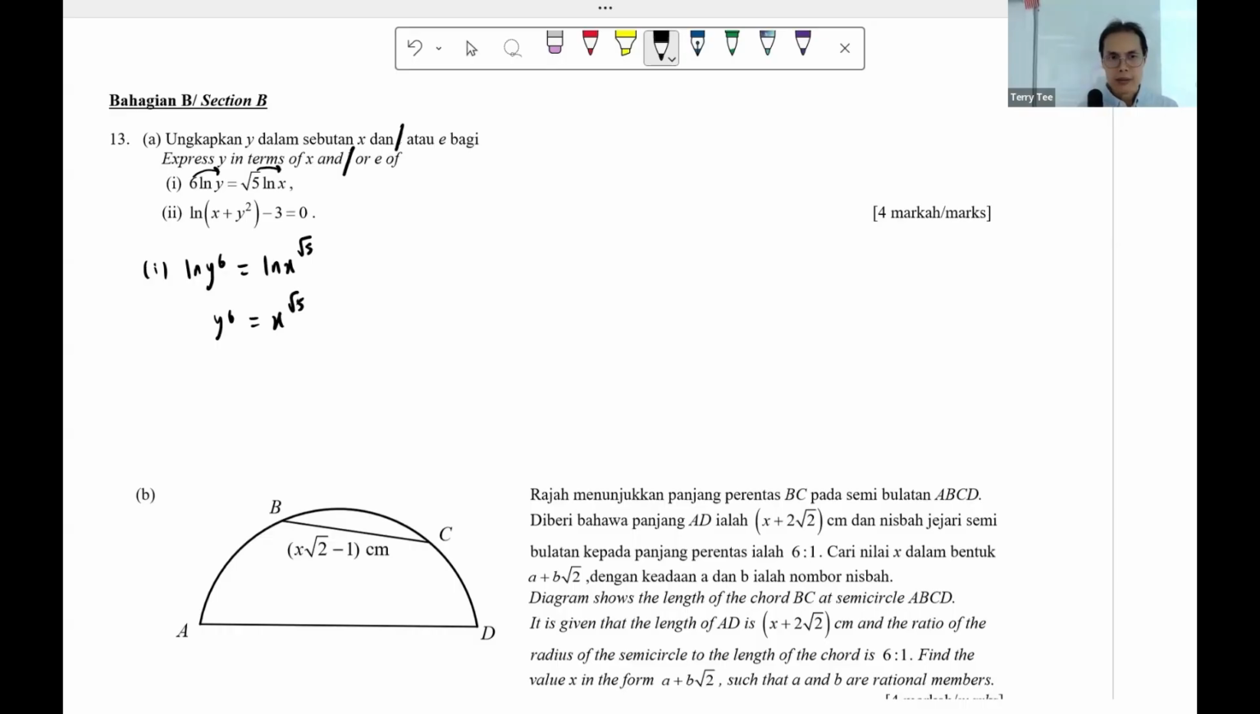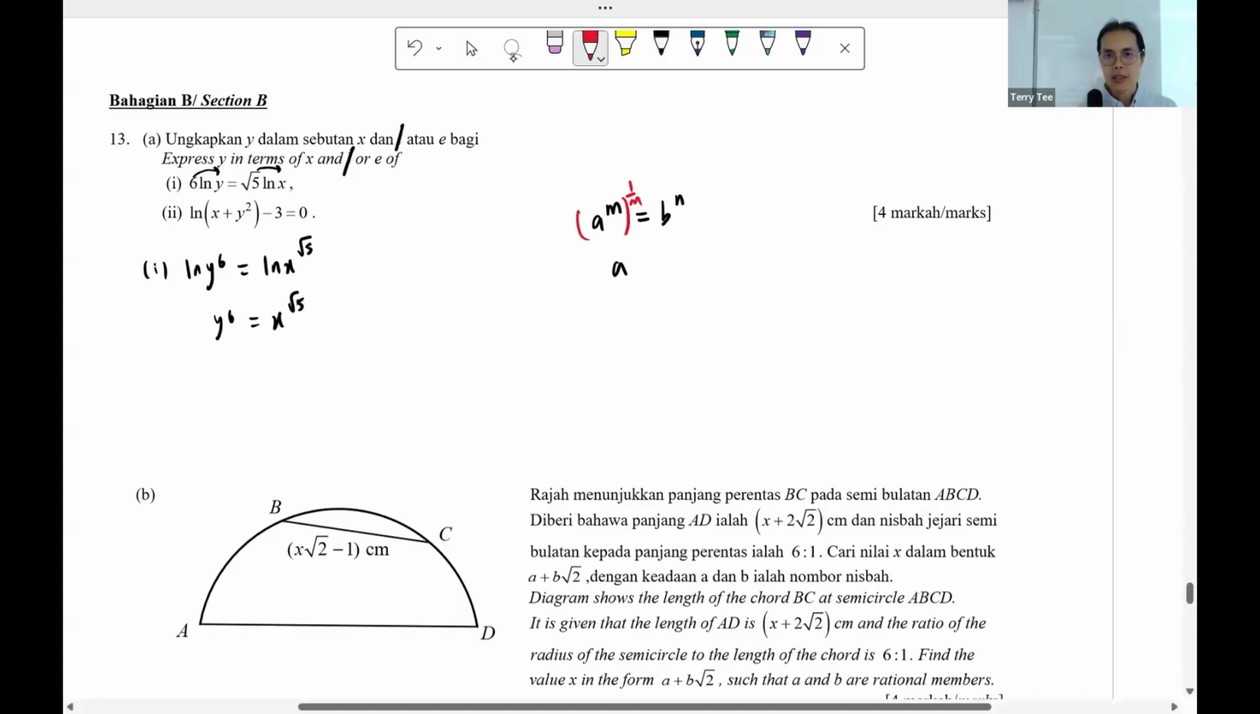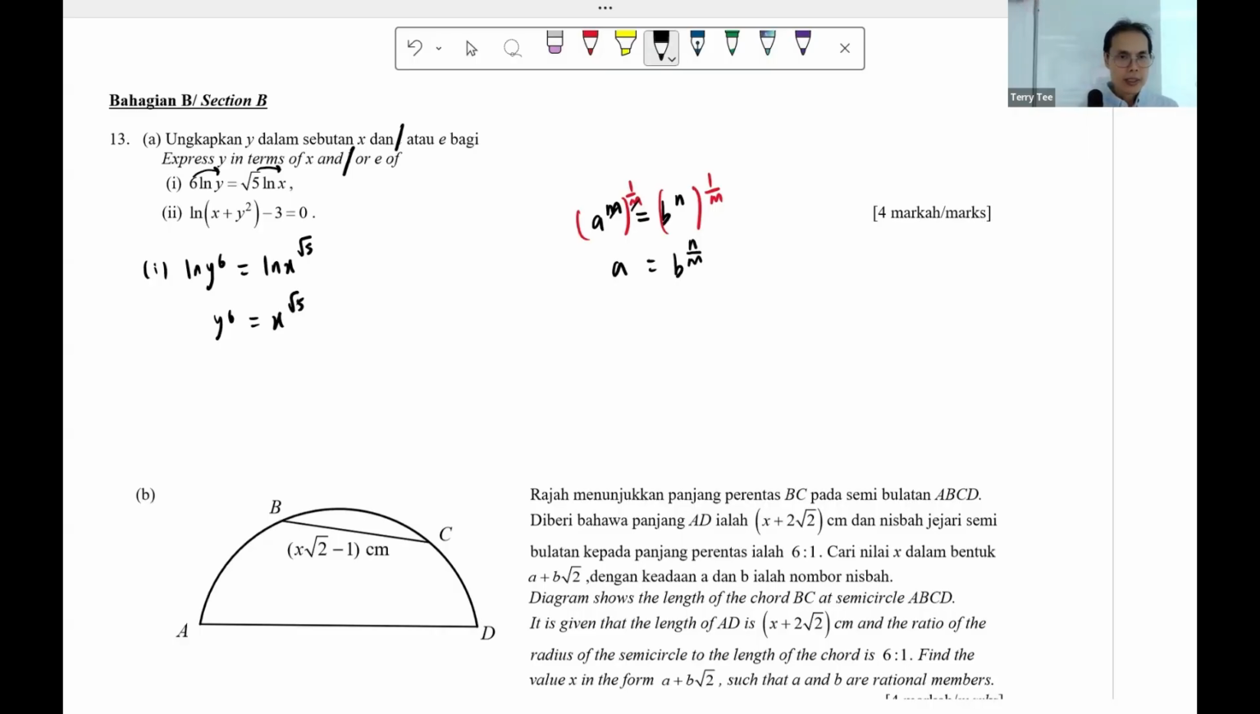Now, how to find y? The power 6 you bring over is, today if I give you a power m equals to b power n, how do I get a? You power 1 over m on the left, 1 over m on the right, so that I can cancel m and m. I get my a. Your a is b power n over m. So when I bring this over, you get x with the square root of 5 over 6. The 6 brought over becomes divided by 6. Okay, we understand this.